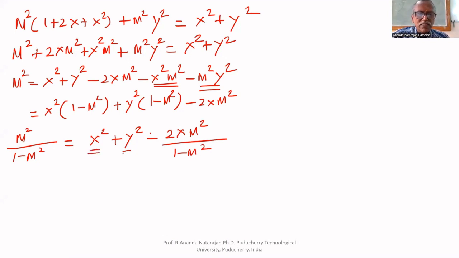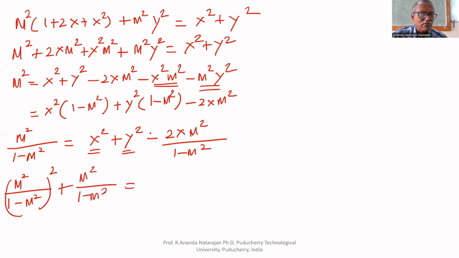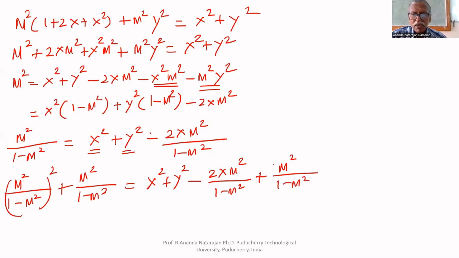So x square and y square are there. That's why this equation can be shown as a circle. So we deliberately add M square upon 1 minus M square whole square on both sides. You will get x square plus y square minus 2x M square upon 1 minus M square plus M square upon 1 minus M square whole square.